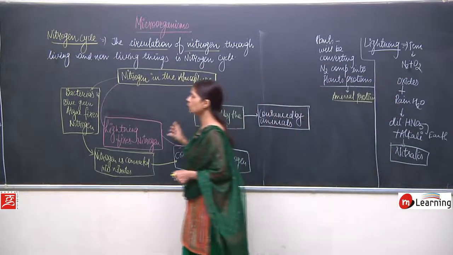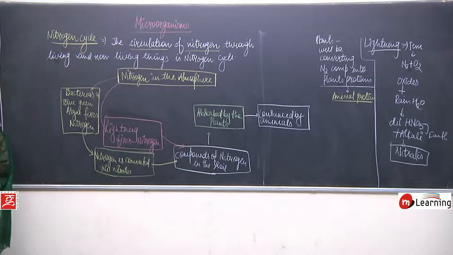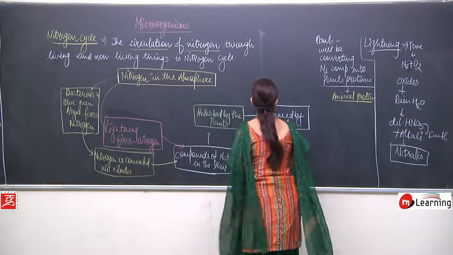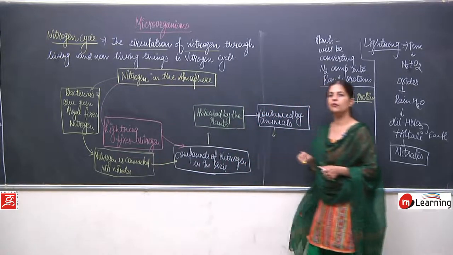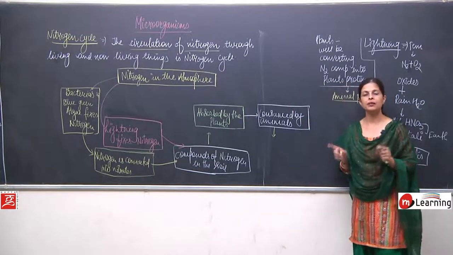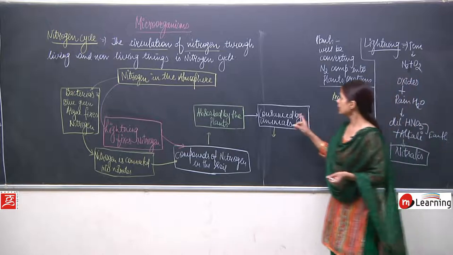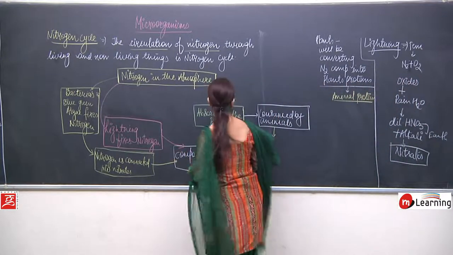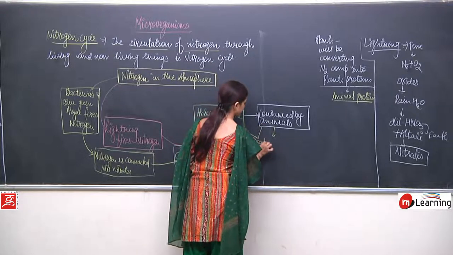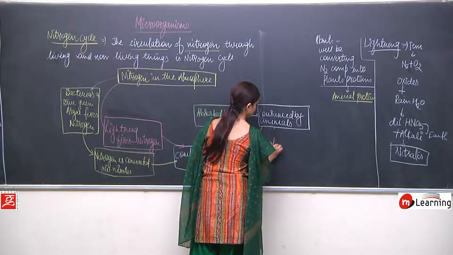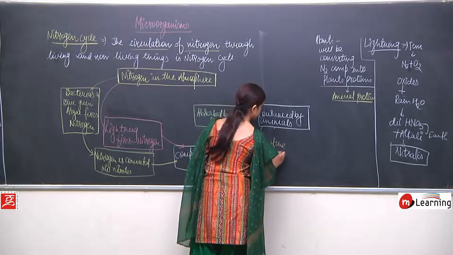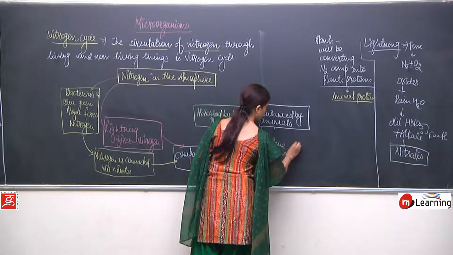Now, we have almost discussed half of the cycle. Animals and plants definitely both die. So after the death of the plants and animals, what will happen?